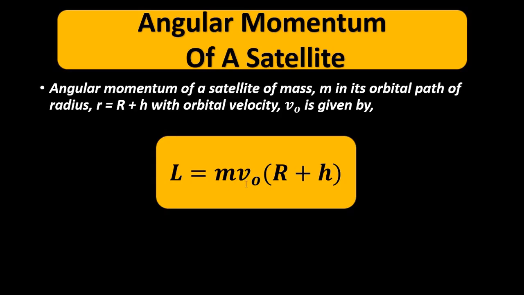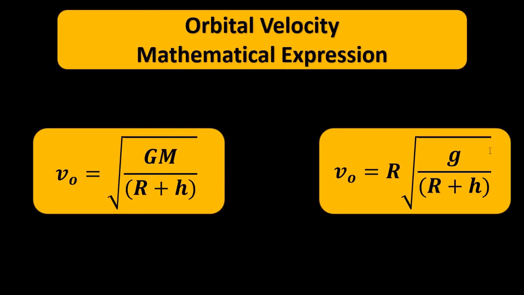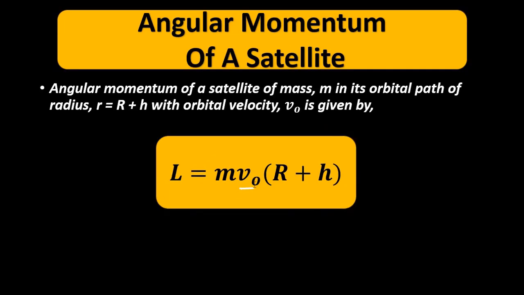And here for this v0, we can use these two mathematical expressions for orbital velocity: either root over of GM by (R plus h), or root over of small g R square by (R plus h). Whichever of these two expressions you want to use, it's up to you. So you just substitute v0 with one of these two, depending upon the availability of data. Whichever data you have, you can use it to determine the orbital velocity using either of these two formulas and then put it here to get the angular momentum of the satellite.